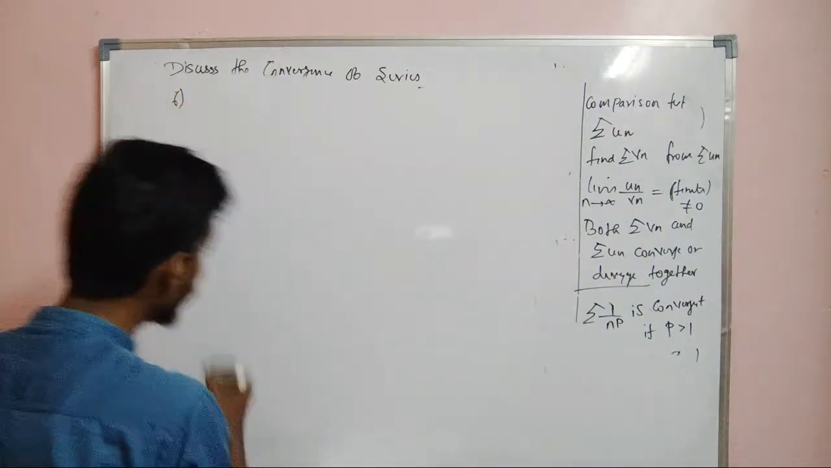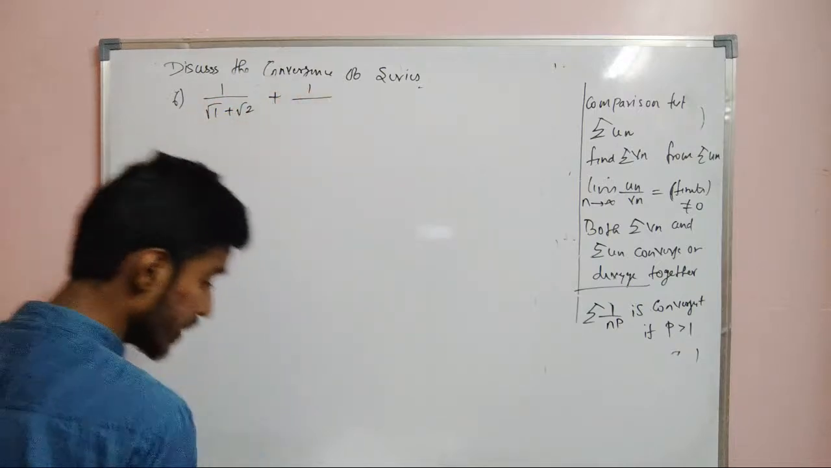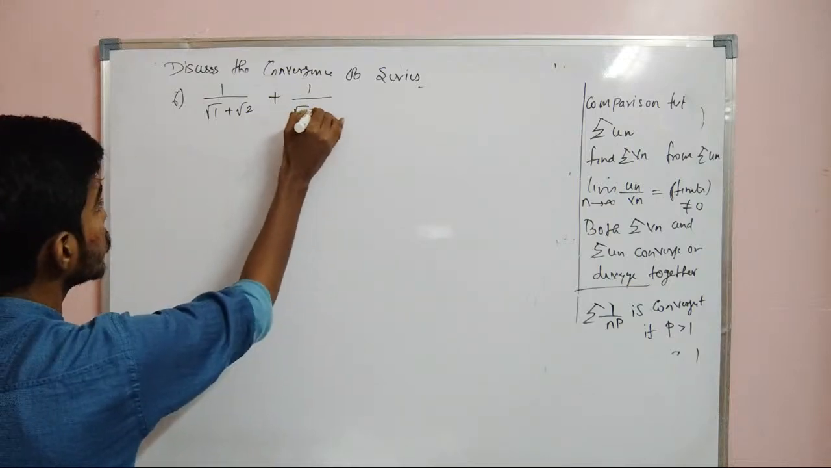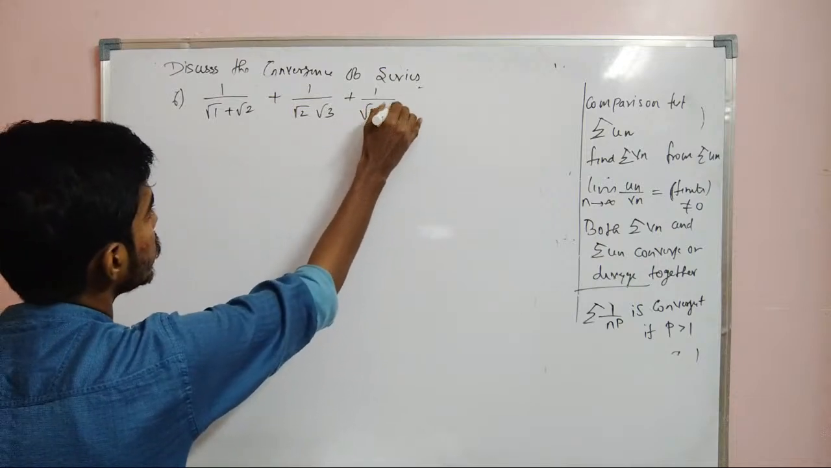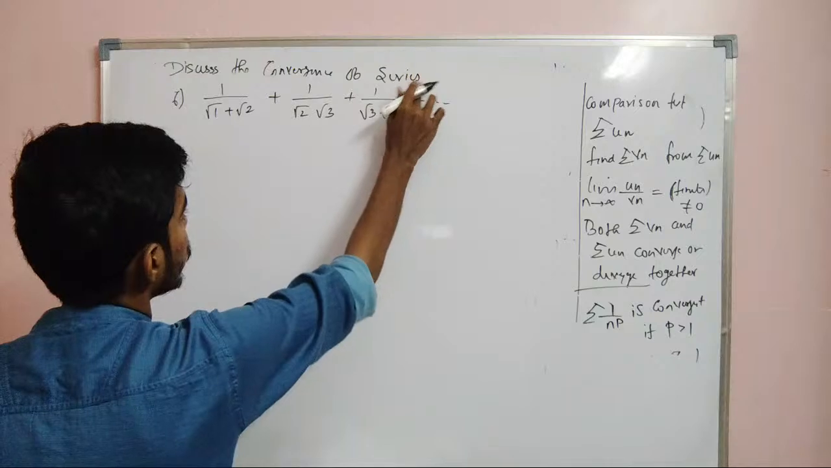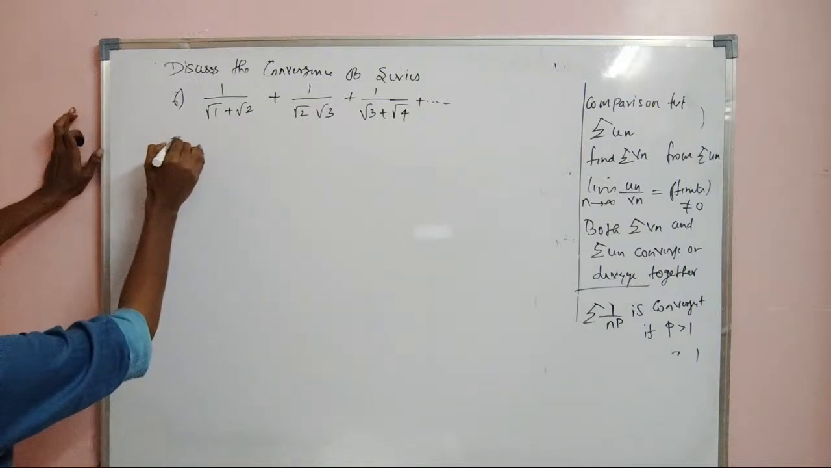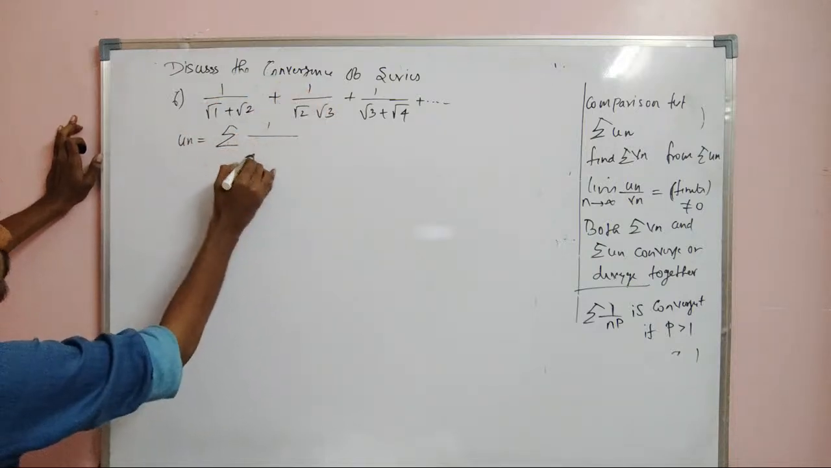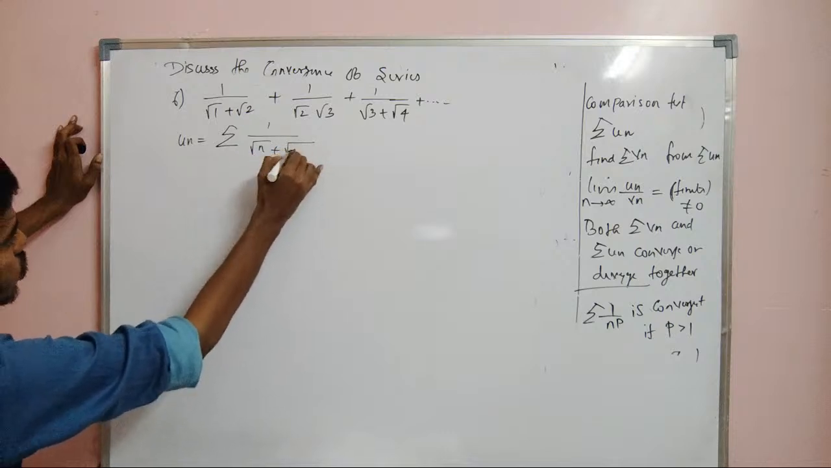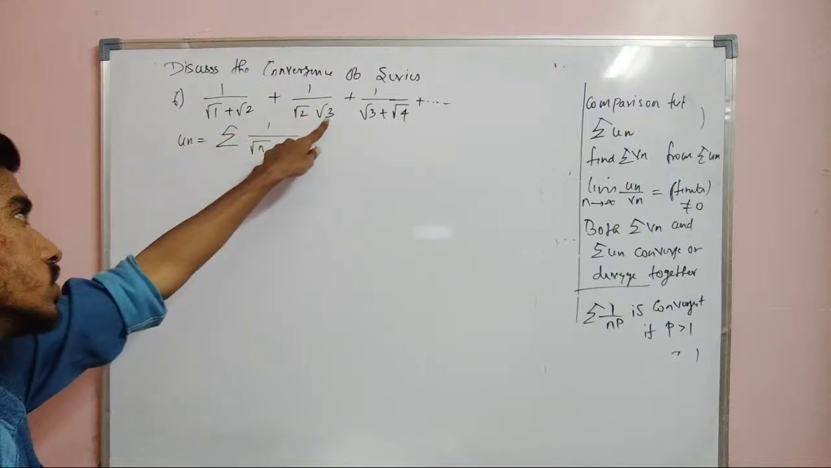The sixth problem is 1 by root 1 plus root 2, plus 1 by root 2 plus root 3, plus 1 by root 3 plus root 4, and so on. This is our series. We need to check whether the series is convergent or divergent. Now we can straight away write the nth term. So un is nothing but summation of 1 in the numerator, and the denominator is root n plus root n plus 1. For n equal to 1 we have 2, for n equal to 2 we have 3.